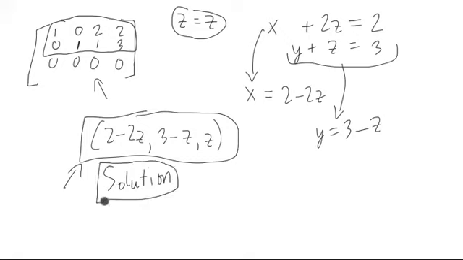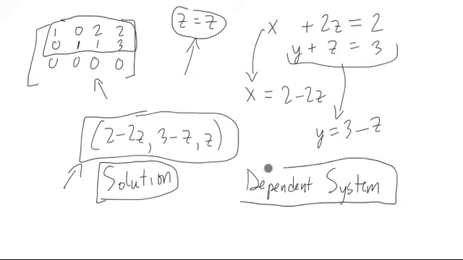This type of system is called a dependent system. Can you guess why it's called a dependent system? Because the solutions depend upon a free variable that's free to move around. It's not tied down in the equation. You can solve for everything in terms of it. So it's called a dependent system. And dependent systems happen when in the process of solving our system of equations, we get a row of zeros.